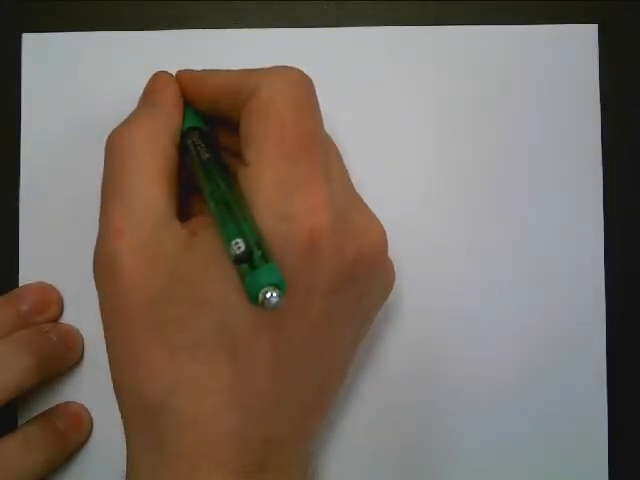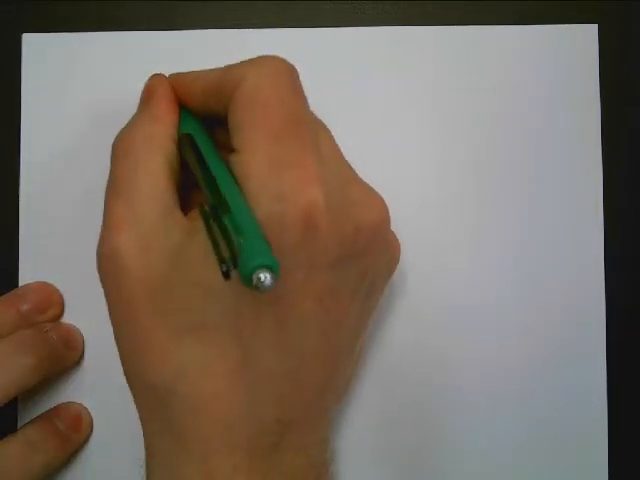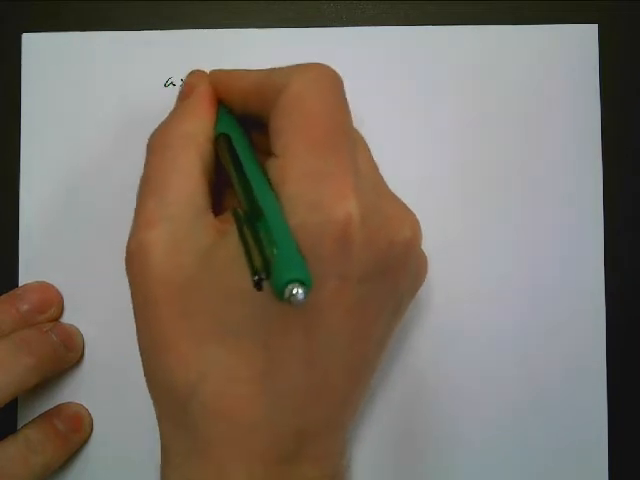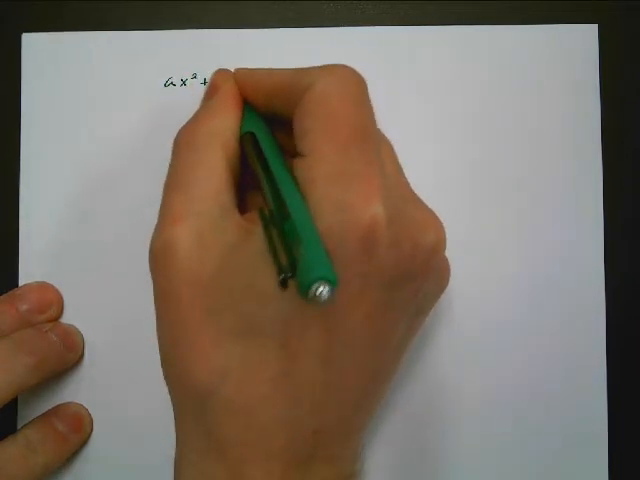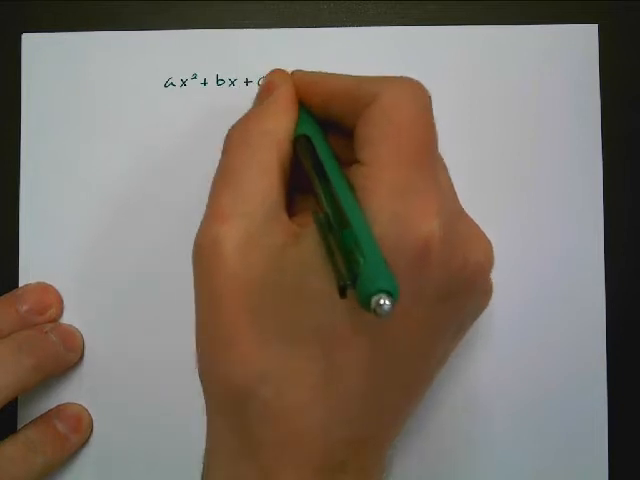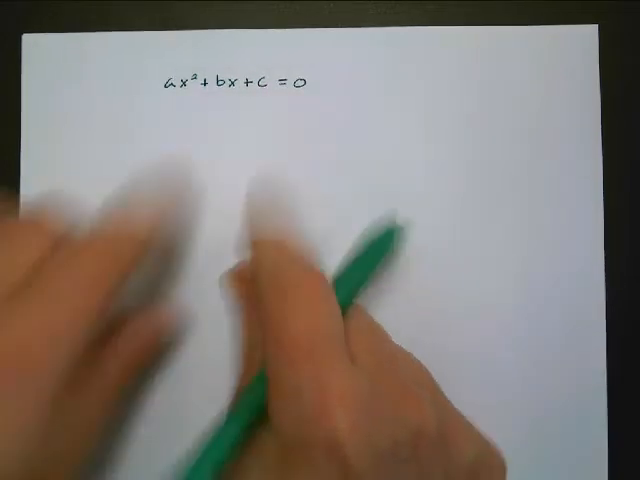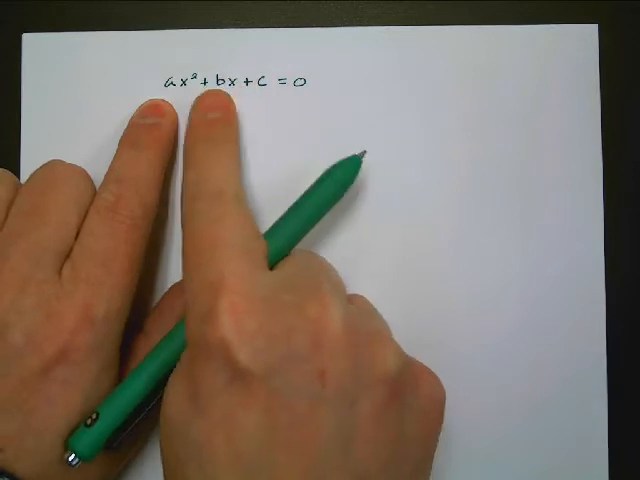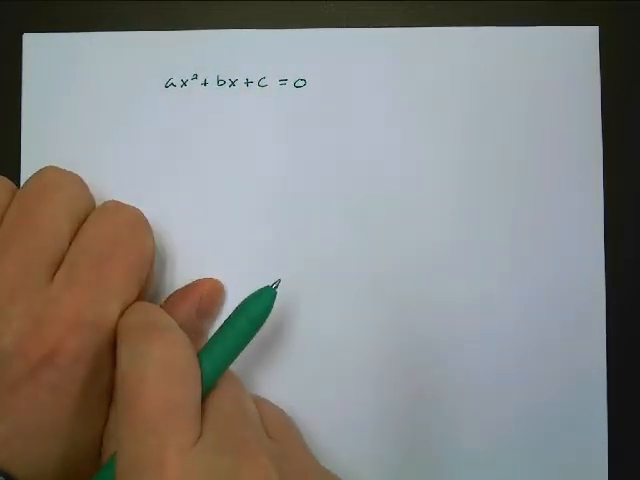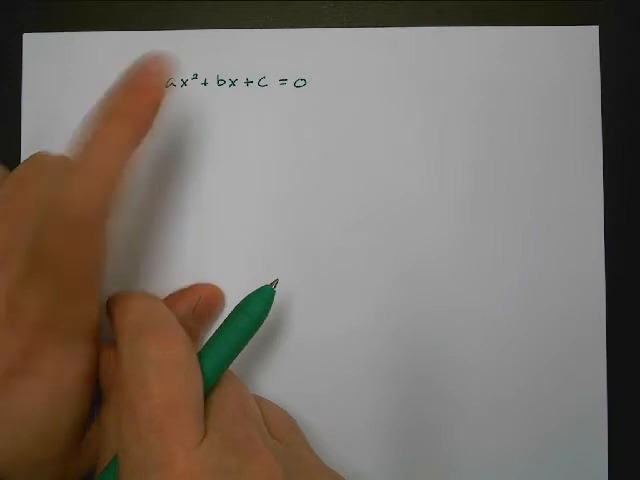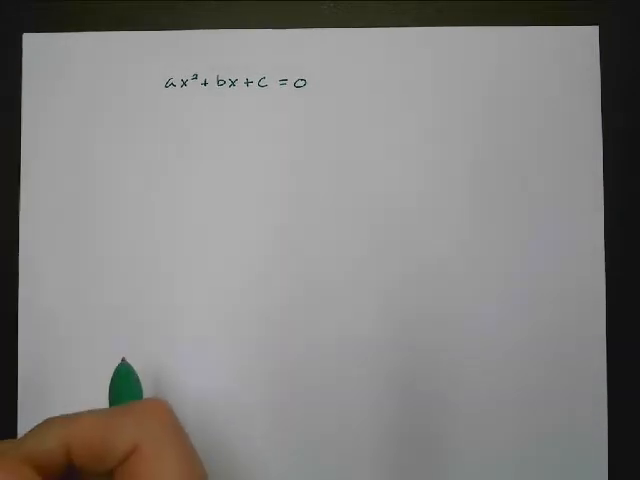So here's what we're going to do. We're going to start with the standard form for a quadratic. So standard form for a quadratic would be ax squared plus bx plus c equals 0. So that is standard form where a, b, and c are coefficients. Well, a and b are coefficients. These are all numbers. And then we've got the x squared and the x.